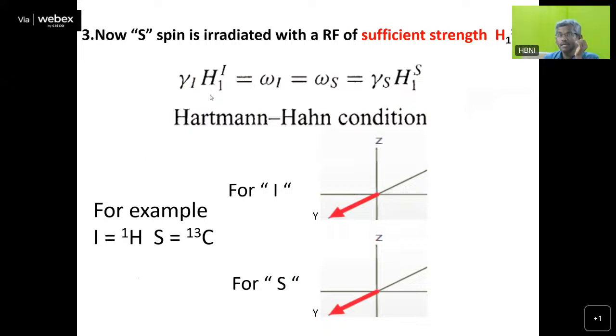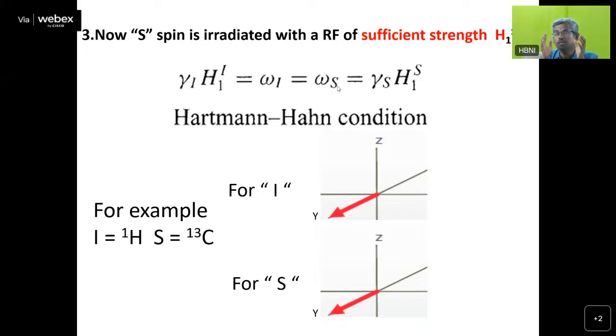Because gamma I and gamma S are constants and cannot be changed, you have to apply the fields in such a way that the product of these two becomes almost the same. This condition we call the Hartmann-Hahn condition. Once the Hartmann-Hahn condition is reached, in the rotating frame, the product of gamma S and H1S and the product of gamma I and H1I become the same. In other words, in the rotating frame, the Larmor frequency of the proton nucleus becomes the same as the frequency of the carbon 13 nucleus.